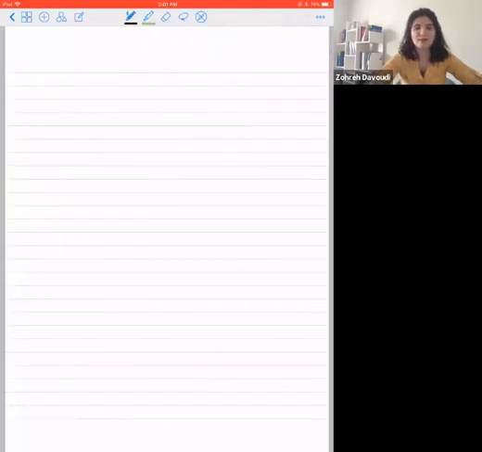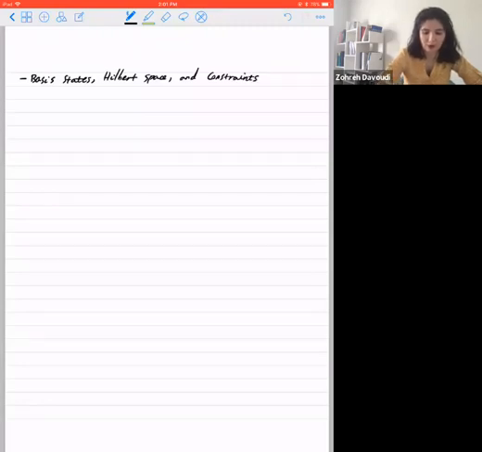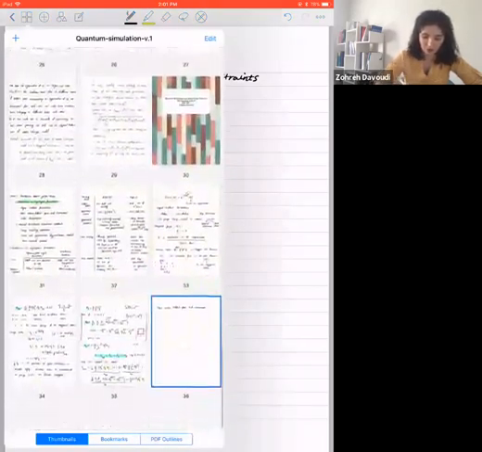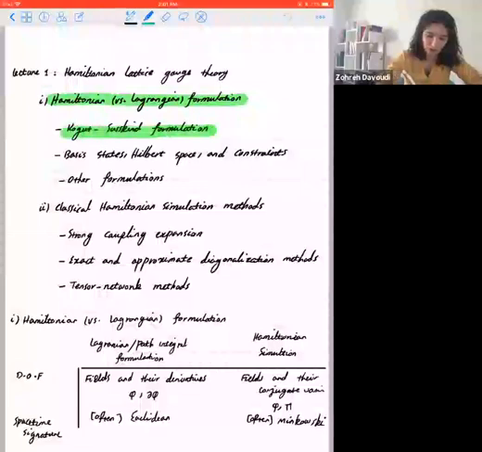So with that, let's also discuss the Hilbert space. Next topic: basis states, Hilbert space, and constraints. All right, so let's first talk about the constraints. Let me go back all the way to this slide. So we talked about this, and now we're talking about the basis states, okay?